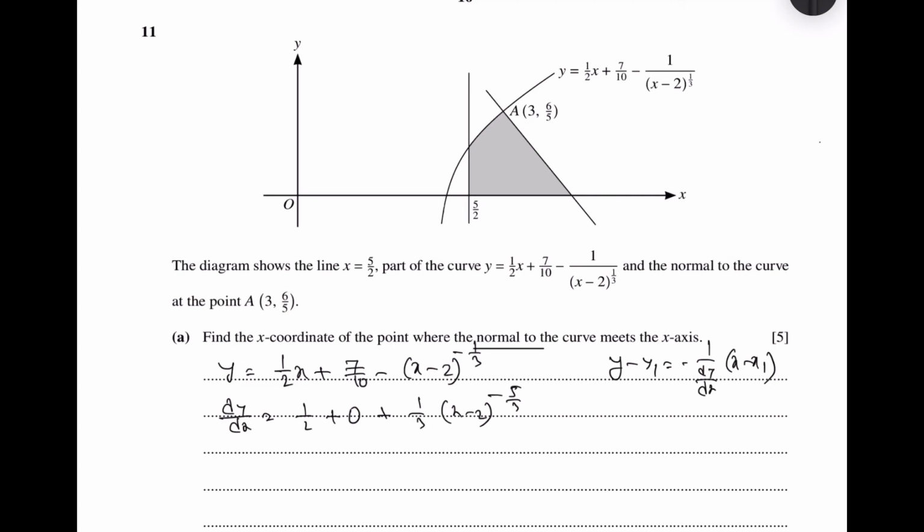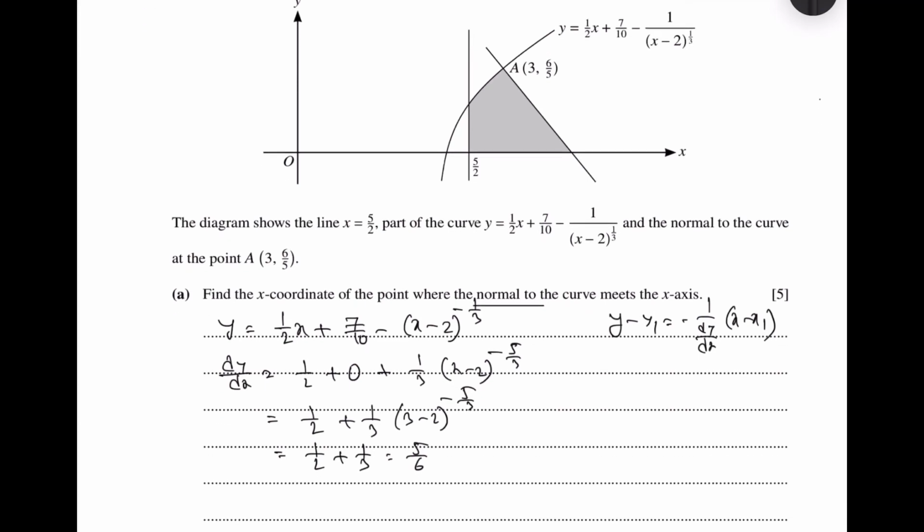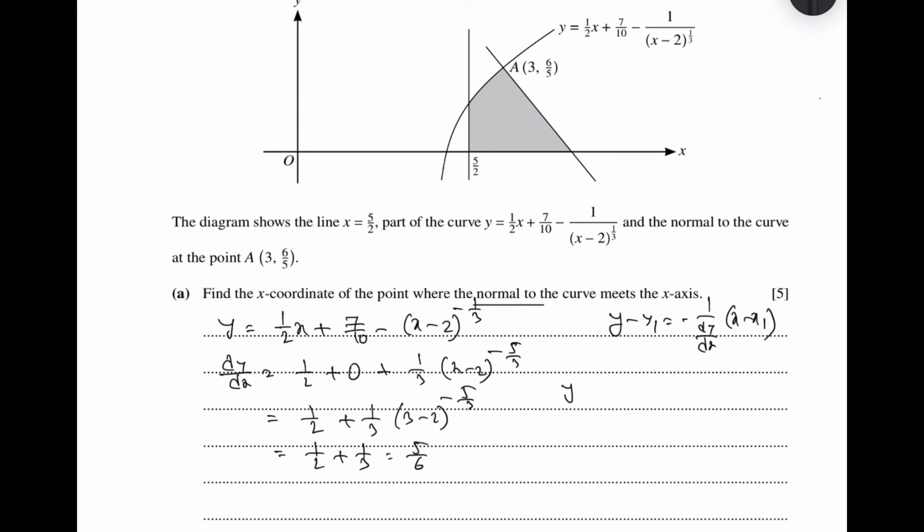Now let me use the value of x. 1 by 3 times (3 minus 2) to the power minus 5 by 3 means it will be 1 by 2 plus 1 by 3, so this is 5 by 6. So the gradient is 5 by 6. We have the coordinates 3 and 6 by 5, so we can find the equation: y minus 6 by 5 equals minus 1 by (5 by 6) times (x minus 3). Let me simplify now.